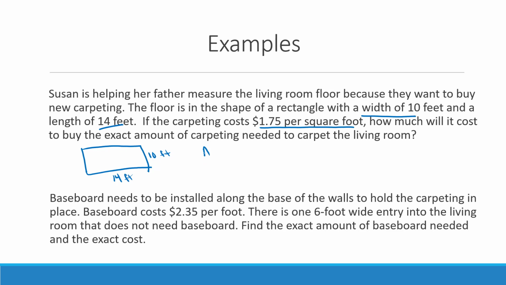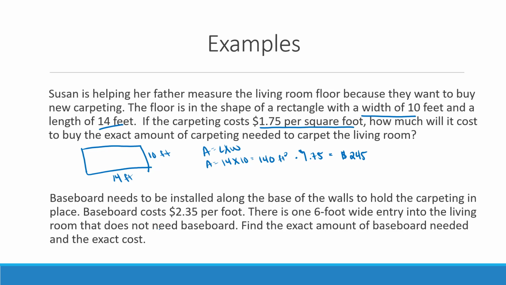Now, carpet means I'm dealing with area. I'm covering up the floor. So this is going to be area of length times width, so 14 times 10, which is 140. Now, this doesn't exactly answer my question, because it asked how much it is going to cost. So it's 140 square feet times $1.75 per square foot. If we multiply 140 times $1.75, it's going to cost me $245 to carpet that room.